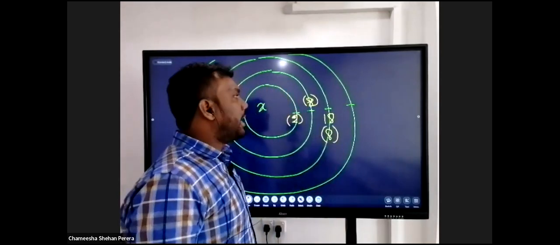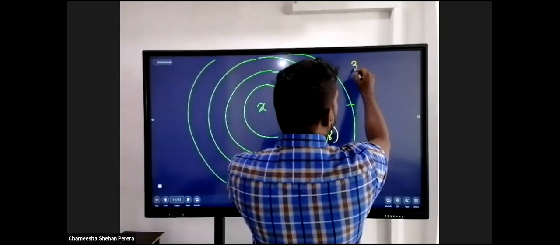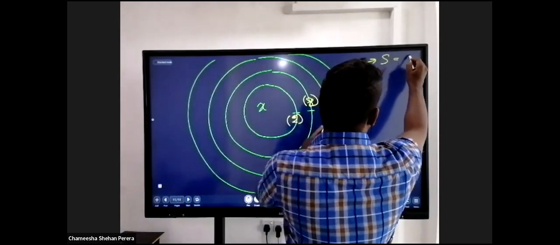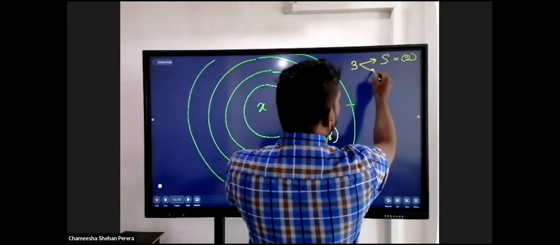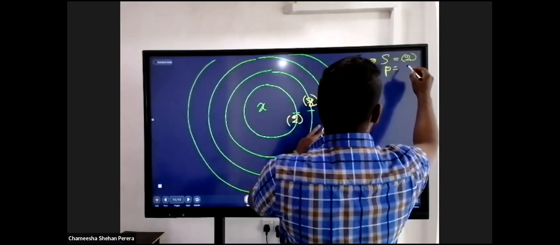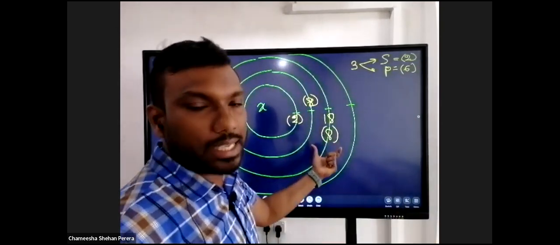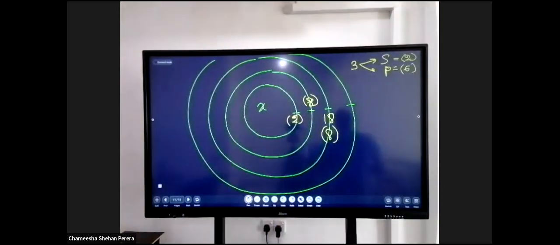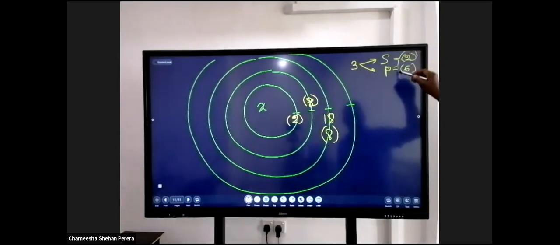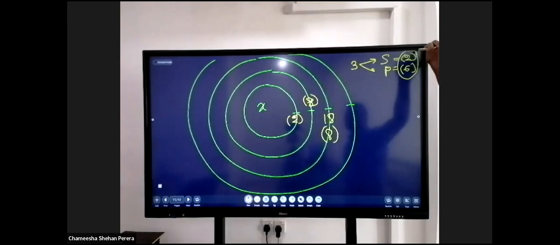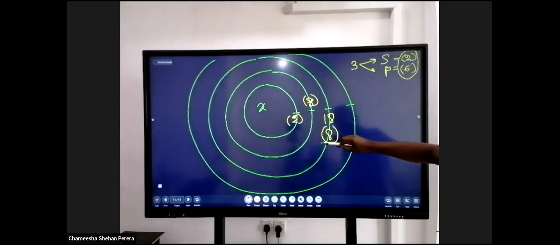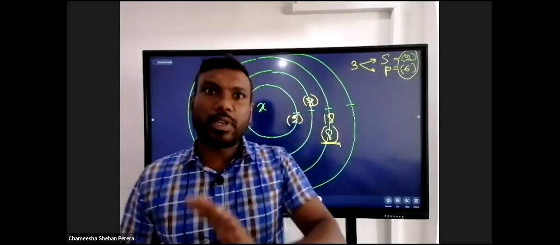The third energy level has an S orbit, which can be filled with a maximum of 2 electrons, and a P orbit, which can be filled with a maximum of 6 electrons. For the first 20 elements, we only fill the S sub-orbit and P sub-orbit. So we only fill 8 electrons, not 18. We don't need to put 18 electrons.